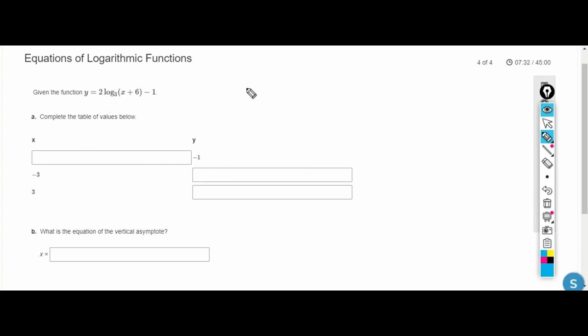Let's sub in minus 3 here. So what happens if we sub in negative 3 into this? Well, we got to contend with 2 times log base 3. Negative 3 goes in here. Negative 3 plus 6 is positive 3. So this, of course, is going to give me 2 times 1 minus 1, which is positive 1.